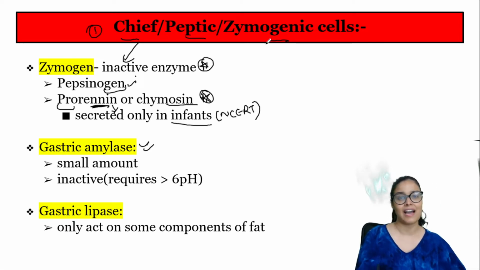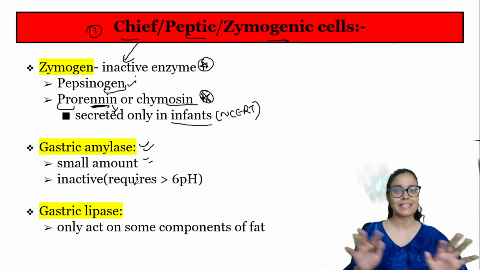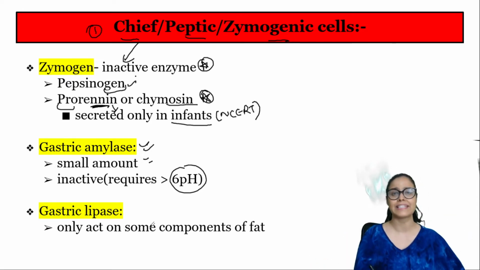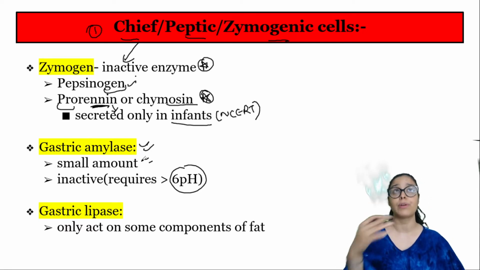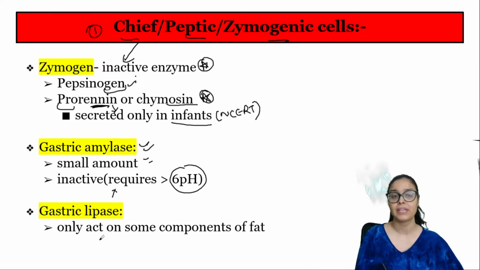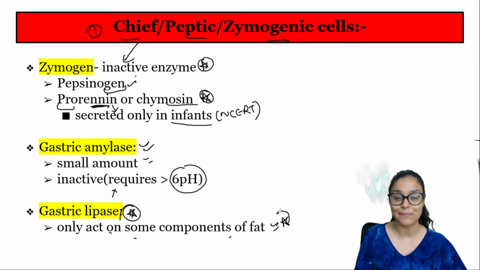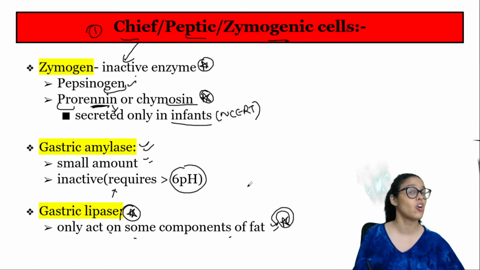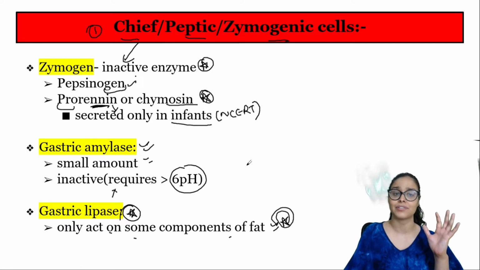Gastric amylase is another enzyme secreted by the chief cell, but it is secreted in a very small amount and it remains inactive, because it requires a pH of at least more than 6. But in the stomach there is a very highly acidic pH like 1.2 to 2.8, so it remains inactive. Questions have been asked on gastric lipase in medical exams. It acts only on some components of fat, not all the fat, so only a very little amount of fat is digested. Remember that.